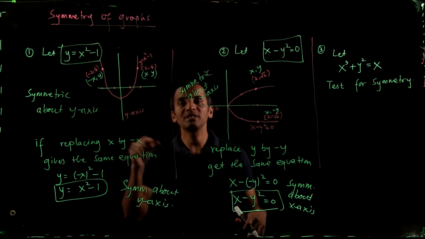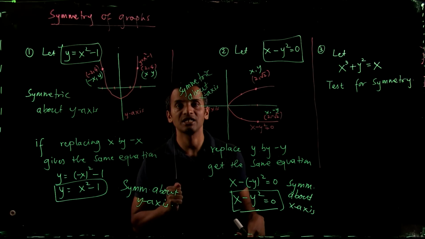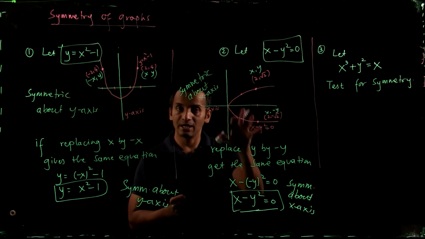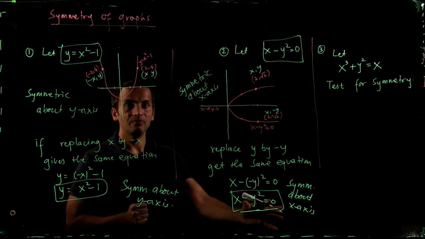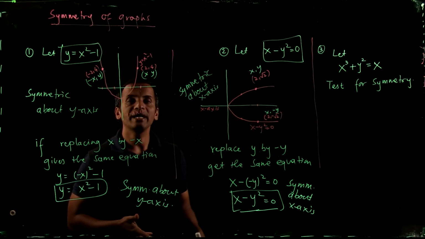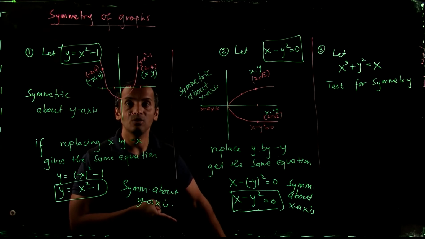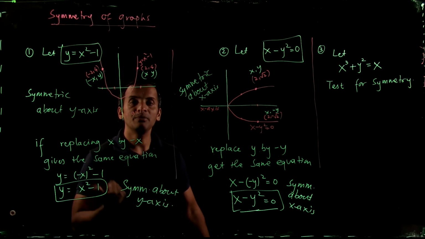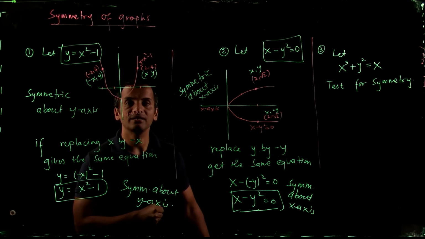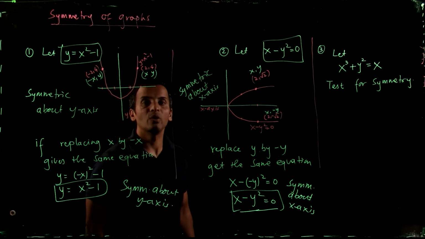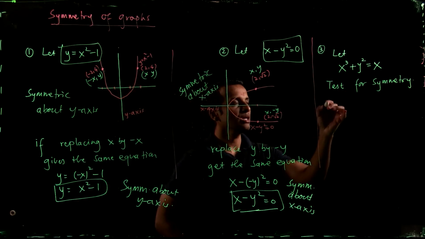What we do, we first check if it is symmetric about x-axis or not. So how do we check that? We replace y by negative y. If you change y to negative y, and you still get the same equation, no change in the equation, then that graph is symmetric about x-axis. But if you change x to negative x and get the same equation, that will be about y-axis. Let's do that.